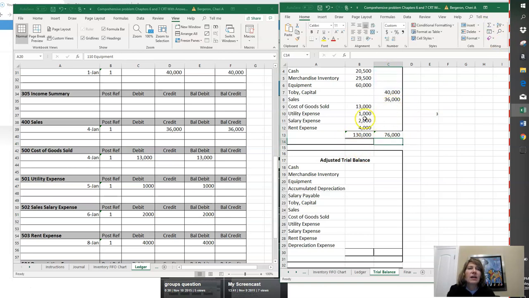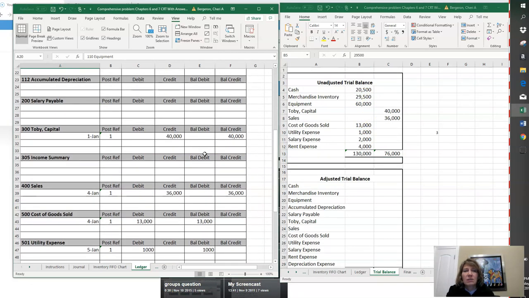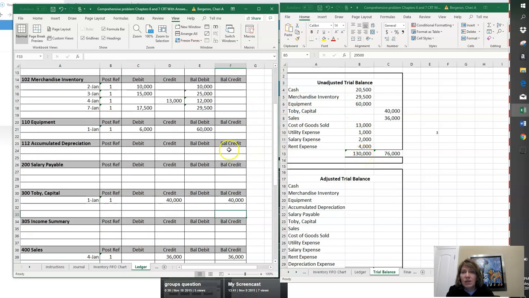I'm not in balance. What did I type in wrong? Merchandise inventory, is that too high? By the way, this is exactly what it's supposed to show us, is what we're off. I have too much money over here, so let's go see why. So I've got $29,500 for merchandise inventory. Equipment, oh, look at that. So here I typed in the wrong balance, and this can easily happen. It should be 6,000, but notice that I put in 60,000.